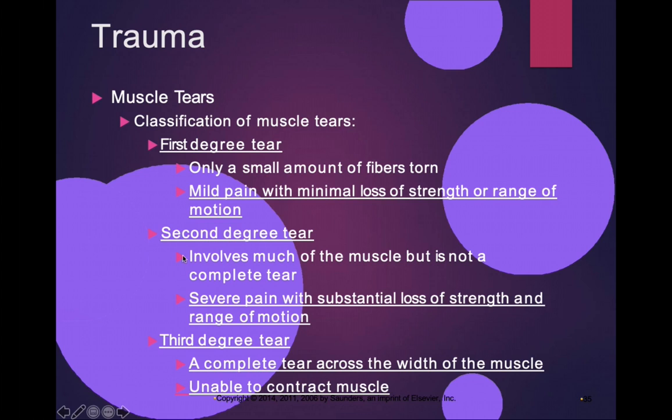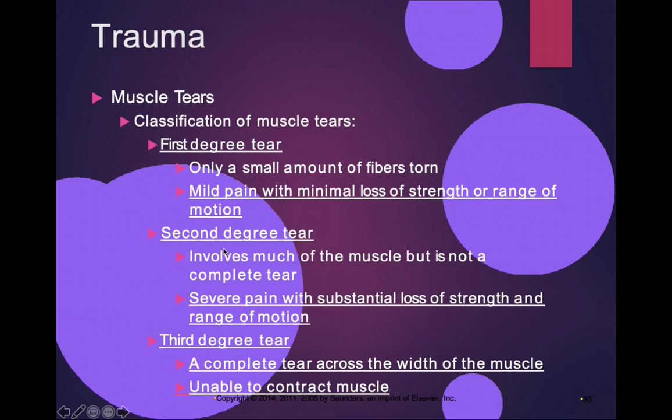There's a first degree, second degree, and third degree tear. A first degree tear is when only a small portion of the muscle fibers are torn. You're going to have some mild pain. There's going to be a little bit of a loss of strength and range of motion, right? That's going to be like a bad strain, a muscle strain.